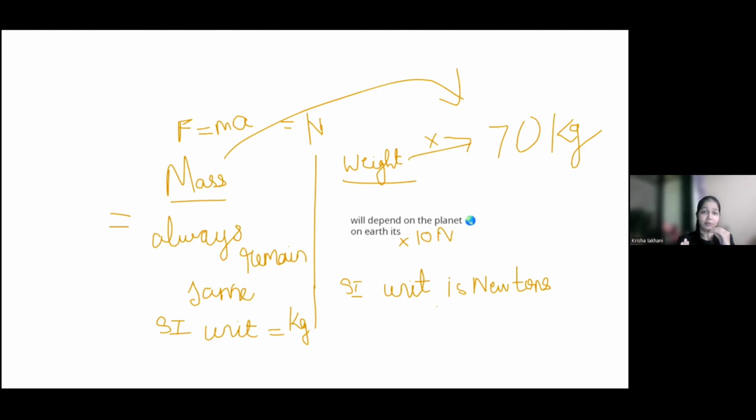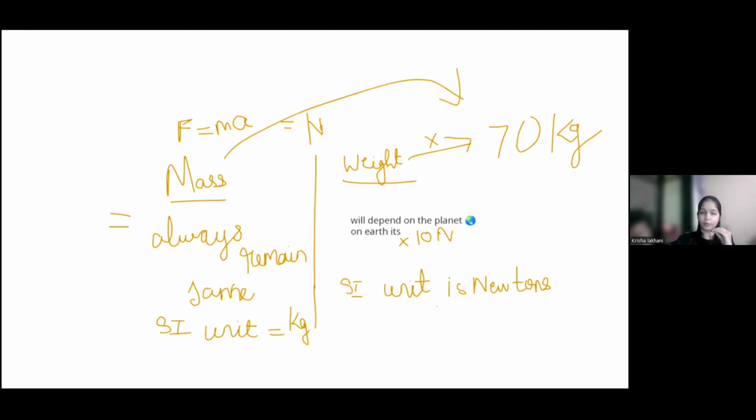ऐसा नहीं बोल सकते हम अभी. Next time से whenever you say it as mass. मेरा, I have a mass of 70 kg. You never say weight. Okay, weight cannot be said here. So please make sure that you make a point of this. Mass कोई भी जगह पे जाओगे.